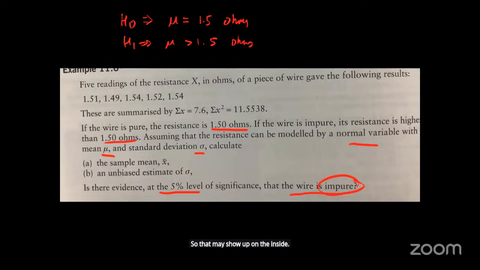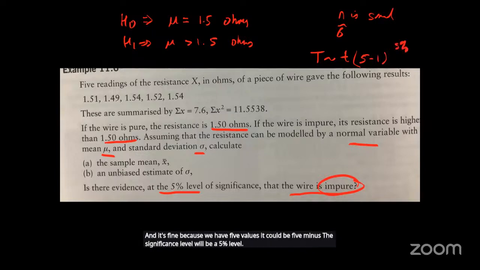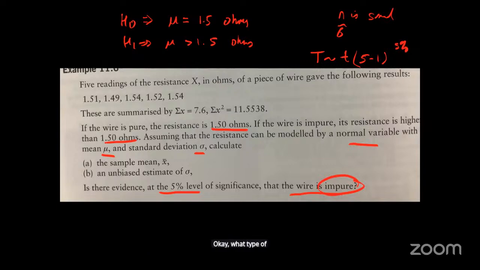Right. So after you do that, we estimate sigma already. What would the distribution be? We recognize n is small and we had to estimate sigma. So we recognize that it will be a T distribution, and n is 5 because we have 5 values. It will be 5 minus 1 degrees of freedom and the significance level will be a 5% level. What type of test is it? It is an upper tail test. So your rejection region is that shaded region there.